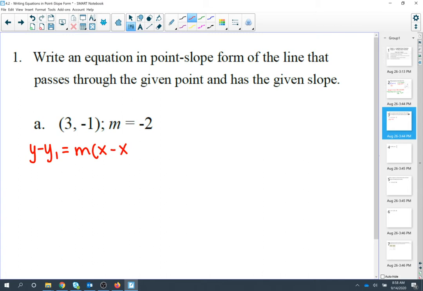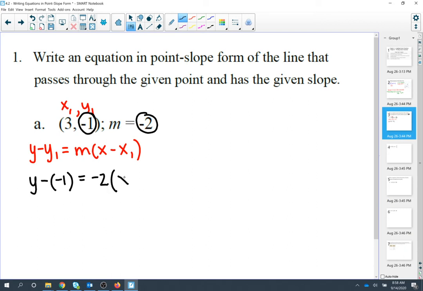times x minus x1. Now, this is your x1, y1. So the y value is not going to change. So you're still going to have y minus. Then you're going to come up here and you're going to grab your y. Well, that's -1 equals your slope, which is -2 times x. That doesn't change. Minus, and these are always minus signs, and then you go grab your x value, which is 3. We're just going to clean that up a little bit.